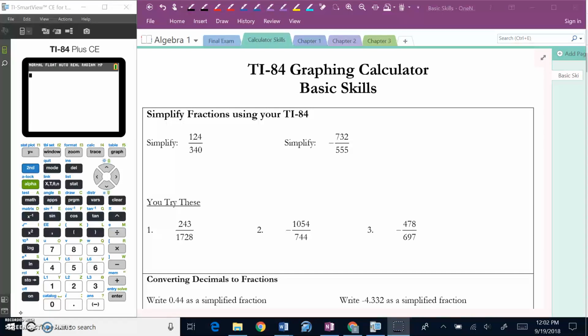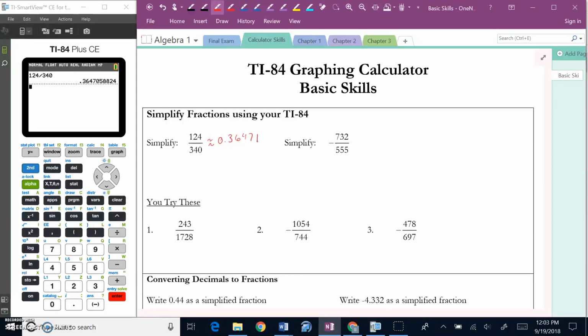So, the first one, simplifying fractions using your TI84. To simplify a fraction, I just want you to type the fraction in. Fractions are division, so I'm going to take 124 and divide it by 340. I get a decimal. Yes, I could write this answer as a decimal, and I could round that answer. My calculator has rounded it for me, but this becomes approximately 0.3647, and I'll just round it here to 5 decimal places and get a 1. So this really becomes 0.36471.